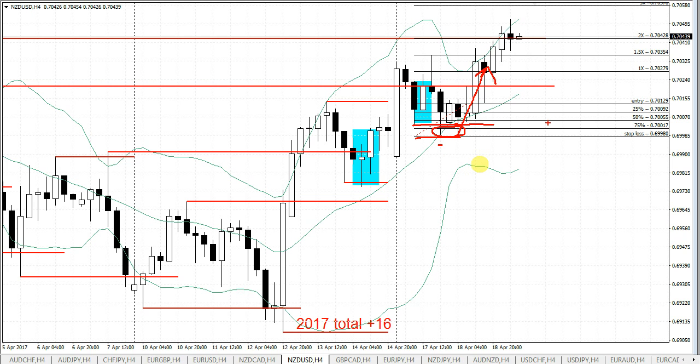Now, here's the beauty of this. It reached this next level, and therefore I'm out with my 2 times profit. I don't care what it does. I'm waiting for another pattern and signal to form.